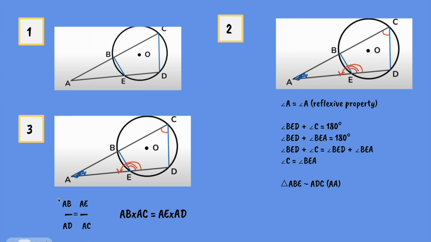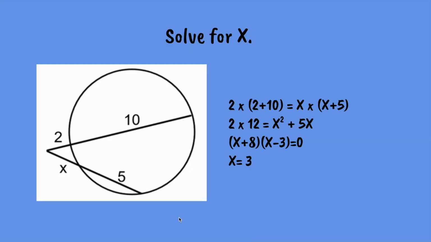Now we can come up with a formula using the corresponding parts of the similar triangles, and we can figure out that AB multiply AC will be equal to AE multiply AD, which is the formula of the secant-secant power theorem. So let's solve this problem. We see there are two secants in a given circle, and we should find the triangle-shaped hat. So 2 multiply 12 will be equal to x multiply (x plus 5), and then x will be 3.